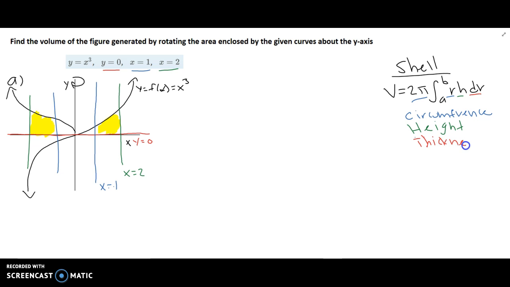And so what I like to do for these problems, just like in the last one, is draw a typical approximating rectangle. And for shell method, it's really convenient because that rectangle corresponds to a lot of, or all of these values here. Well, it won't help us to find limits of integration, but it helps us to find circumference, height and thickness, and then we can find limits of integration after that. So let's go ahead and draw a typical approximating rectangle. And remember that for shell method, the rectangle is parallel to the axis of rotation.